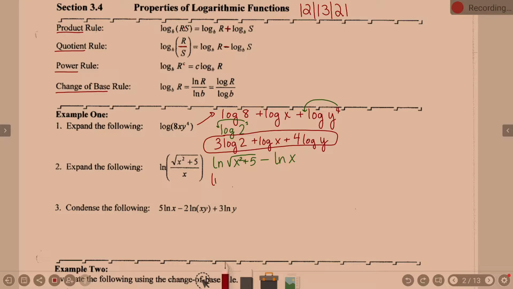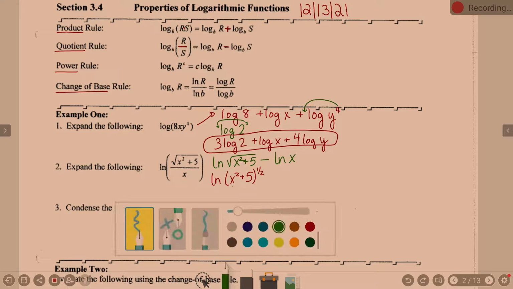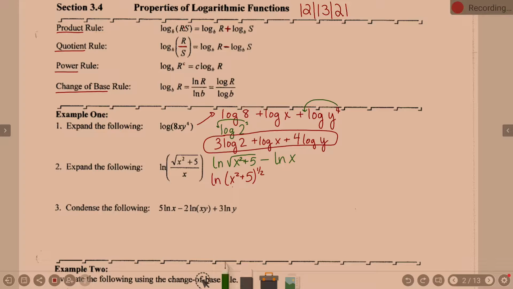Natural log of that square root is really natural log of x squared plus 5 raised to the power of 1/2. And so if I take that square root of x squared plus 5 and move that square root to a power of 1/2, where can that 1/2 go? That 1/2 can go out front. And so I can say 1/2 natural log of x squared plus 5.